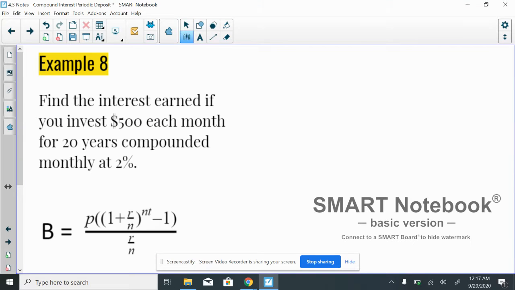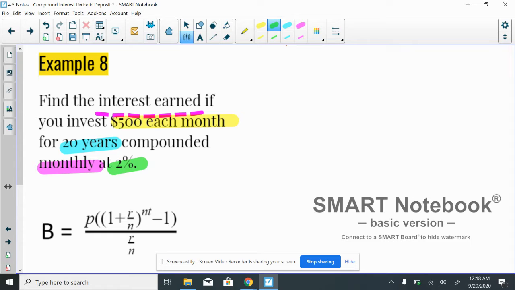Okay, we're going to take a look at this last example. The last example asks us to find the interest earned on this account. So we're going to take that periodic deposit. This time it says we are going to deposit $500 a month for 20 years, compounded monthly at a rate of 2%. So we kept the end value, the time value, and the rate all the same. The only thing that changed was the periodic deposit amount. So that new periodic deposit amount is $500.